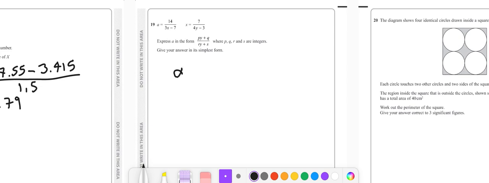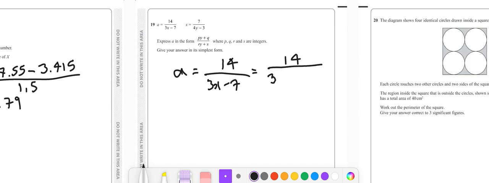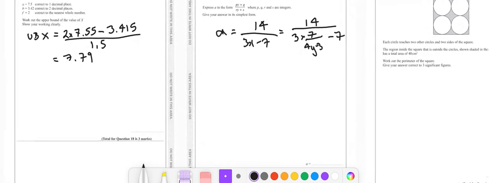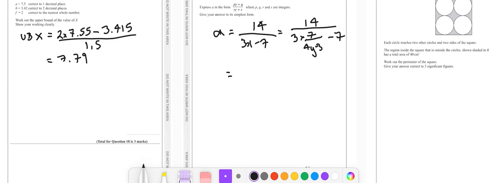Okay, a equals 14 over 3x minus 7. We know that x is 3 times 7 over 4y minus 3 minus 7. Okay, so I'm going to multiply everything by 4y minus 3, top and bottom. So 14 times 4y minus 3, over, so that's just going to be 21 minus 7 lots of 4y minus 3.